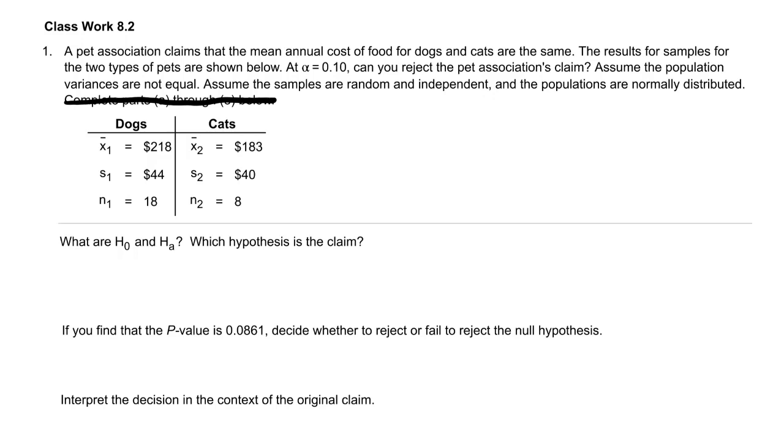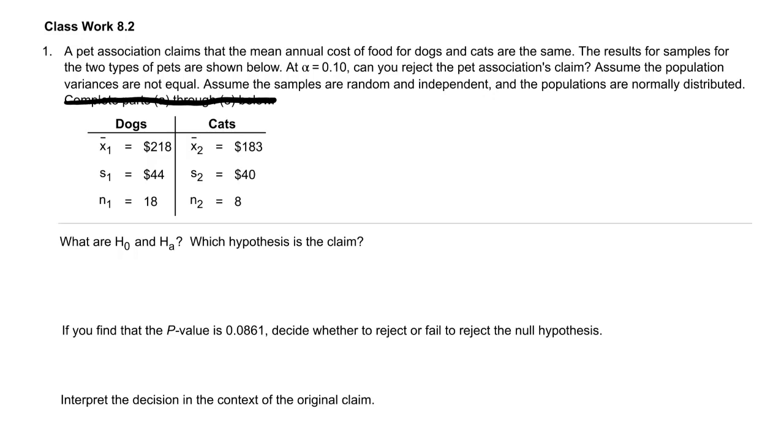Okay, so let's read through. A pet association claims that the mean annual cost of food for dogs and cats are the same. The results for samples for two types of pets are shown below. At alpha equals 0.10, can you reject the pet association's claim? Assume the population variances are not equal. Assume the samples are random and independent and the populations are normally distributed.